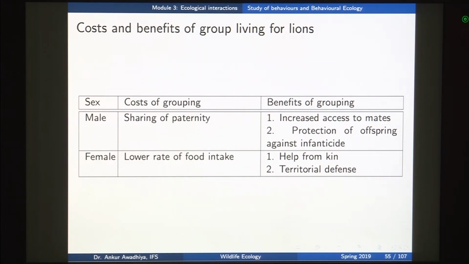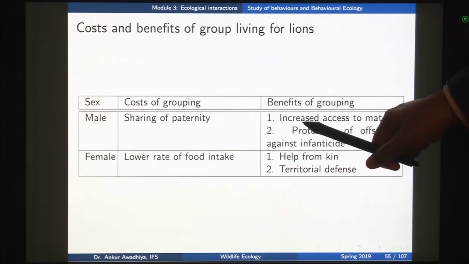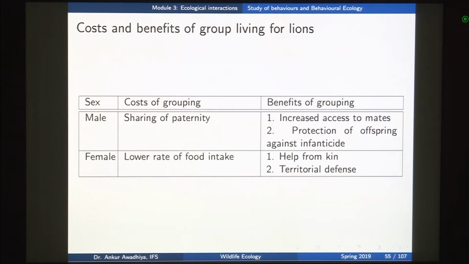The benefit of grouping for the male lion is that it has increased access to mates. For instance, if you had only a single lion, it would not be able to compete with the already existing prides, so it would not be able to make a space for itself. But if it combines with another male lion and they work cooperatively, they will be able to topple the other prides and take their females. So, the benefit of grouping is that it increases the access to mates, and it also provides protection to the offspring against infanticide. What does that mean?